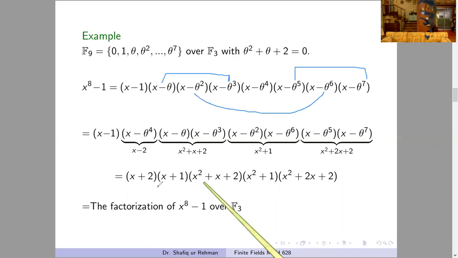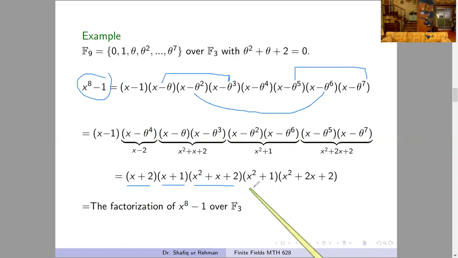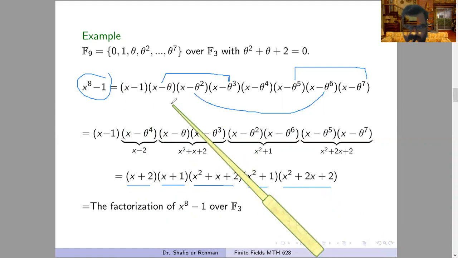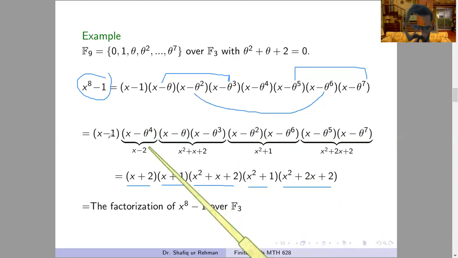We convert this factorization into a factorization of minimal polynomials, which are monic irreducible polynomials over the field F3. In this way we succeeded in getting the factorization of this polynomial into irreducible monic polynomials over the field F3. So in this process we should know all the roots of this polynomial and all the sets of conjugates, and by using that we can convert this factorization into a factorization over the field F3.